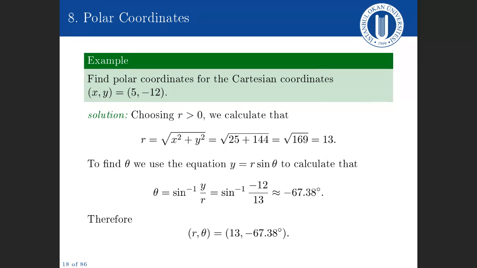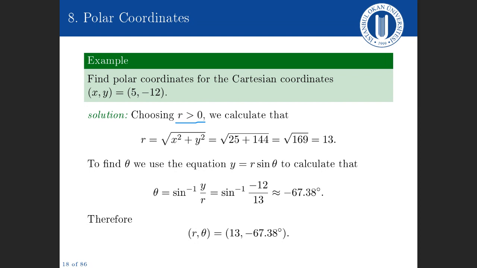Find polar coordinates for the Cartesian coordinates x, y equal to 5, -12. This time we're told x and y, and we want to find r and theta. There are infinitely many correct answers to this question. We just need to find one correct answer. The first thing to do is to decide, do we want r to be a positive number or do we want r to be a negative number? I'm going to choose to have r a positive number.